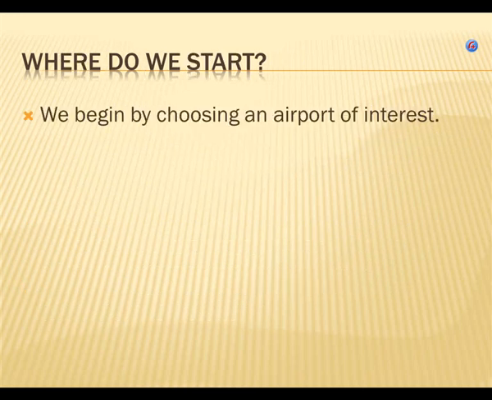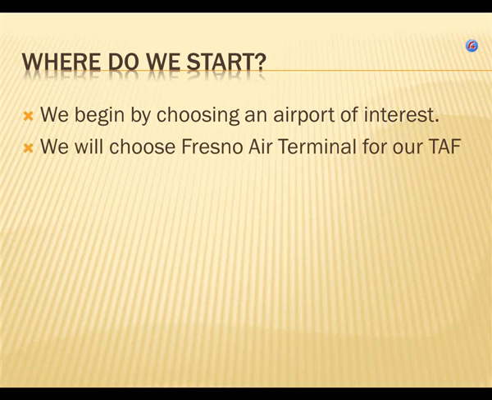Okay, so where do we start? Same place as before. We begin by choosing an airport of interest, Fresno Air Terminal. Start with KFAT. And why do we start with a K as opposed to FAT? Andrew, why do we start with a K? International what? Okay, it refers to what now? You could elaborate on that answer a little bit.